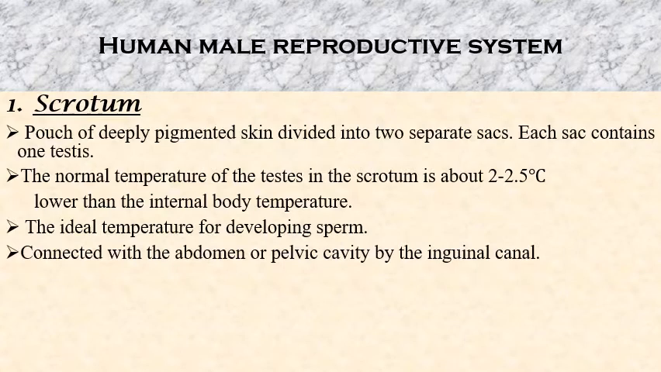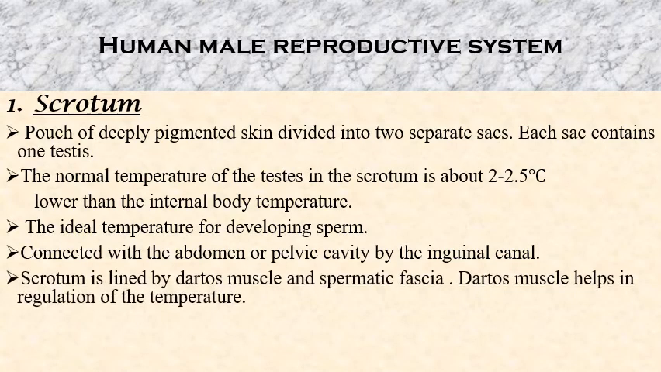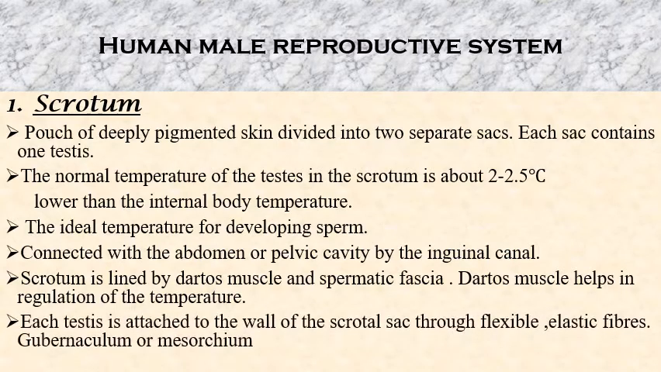These two scrotal sacs are connected to the abdominal or pelvic cavity by the inguinal canal, and the scrotum is lined by a muscle known as dartos muscle and spermatic fascia. The dartos muscle plays an important role in the regulation of temperature. The two scrotal sacs are connected to each other through a flexible elastic fiber known as the gubernaculum. These are some important things to remember about the scrotum.